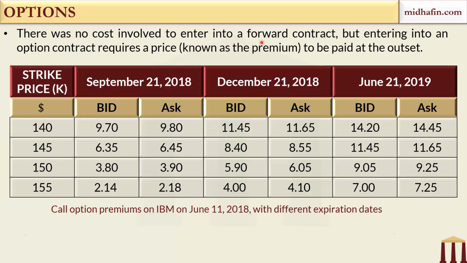The same point is being repeated: there was no cost involved to enter into a forward contract, but entering into an option contract requires a price or premium which has to be paid at the outset. So this table gives you the call option premiums on IBM stock on June 11, 2018 with different expiration dates. If you take the mid market between the bid and ask, it is the price of the option, the upfront cost or premium, and it depends on several factors.